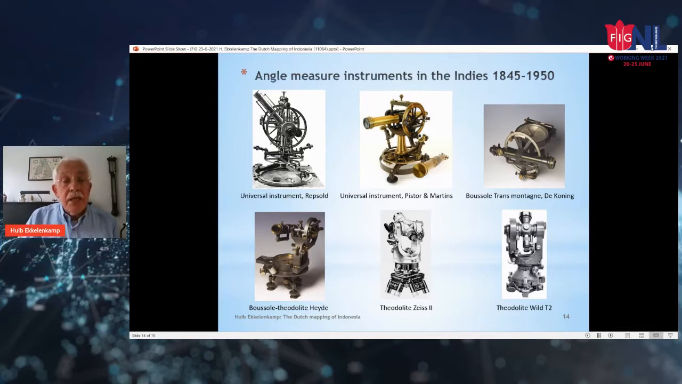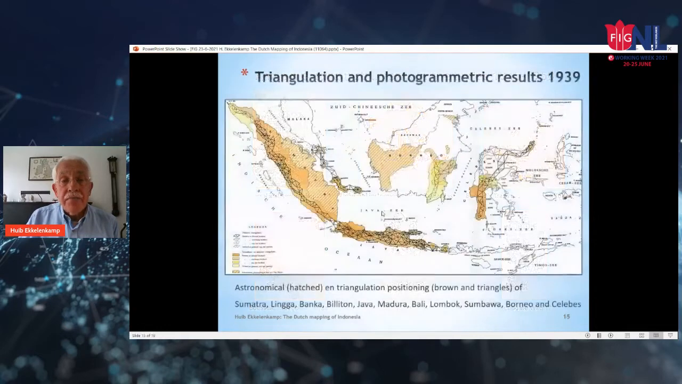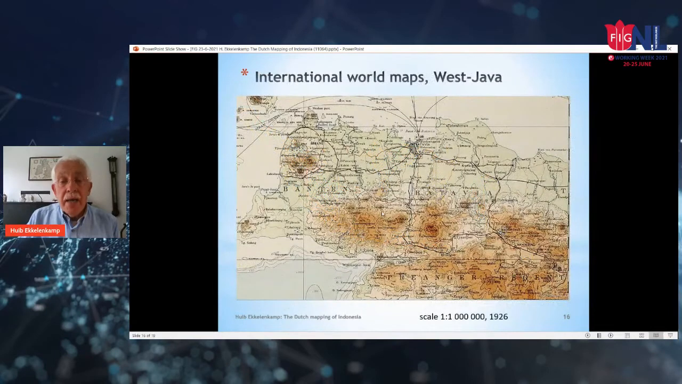Here you see the universal instrument. You see all kinds of theodolites, and most of you will be aware of that. The results in 1939 show that most of the western part was surveyed. You see that in the small triangles. On the eastern part, it was not yet finished, and that was done later by photogrammetry.